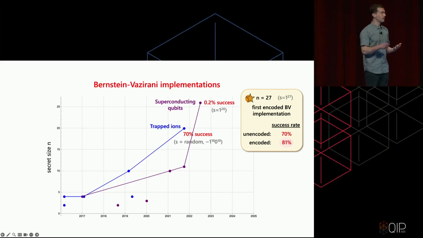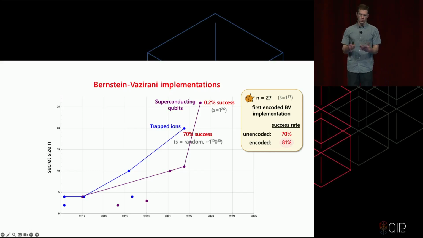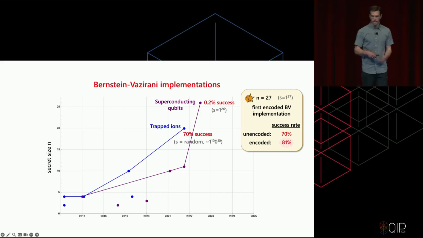We implement it with n equals 27, both at the physical level, and we're the first to implement it at the encoded level. Again, we're going to use the 422 code. This is for the all 1 string, so using 27 C0 gates. The unencoded algorithm had a 70% success rate. The encoded algorithm had an 81% success rate. So encoding the algorithm indeed was helpful.